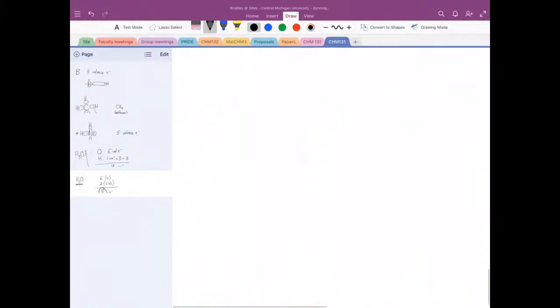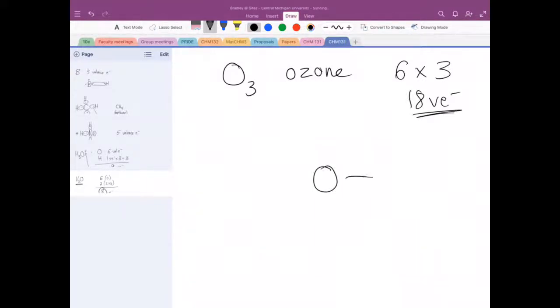All right. Let's look at another one, and this is ozone. And this is an interesting example. So if you look at valence electrons, we've got 6 for each of the oxygens. We have 3 of them, so that's 18 valence electrons. Okay, so let's just connect the oxygens. Okay, and so we've got 1, 2, 3, 4. Let's go around the outside. 5, 6, 7, 8, 9, 10, 11, 12, 13, 14, 15, 16, 17, 18 around the center.